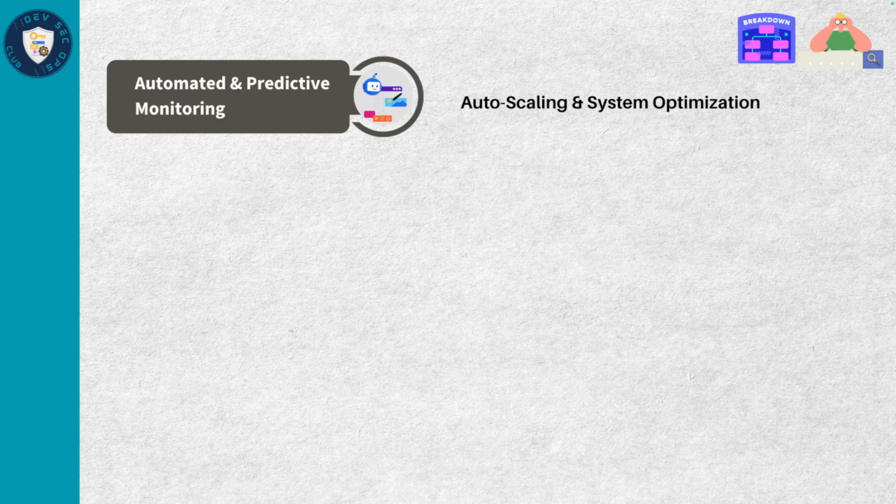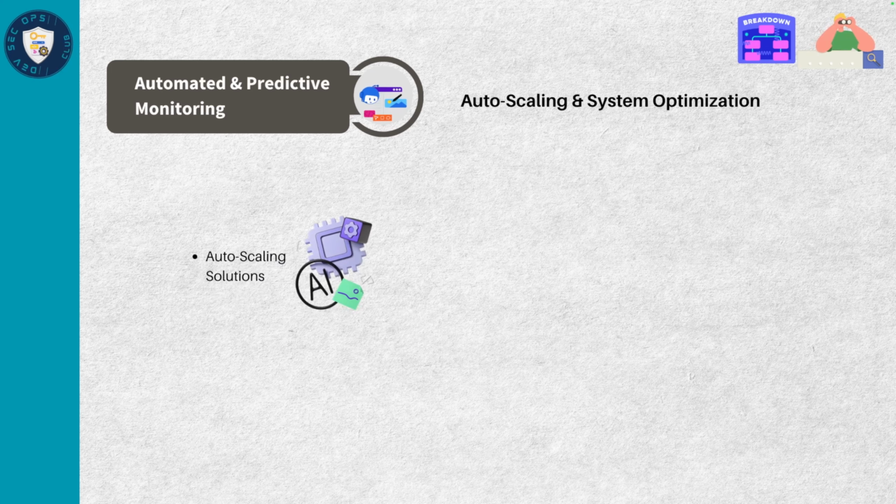Next, in this domain, we have auto scaling and system optimization. Automatically adjusting resources based on demand and system activities. Auto scaling solutions come first in this category. AI dynamically increases or decreases computing power based on workload needs. So maybe you are already familiar with auto scaling in a cloud system, right? So that is different, and this is also different. Okay, it's completely based on the AI.